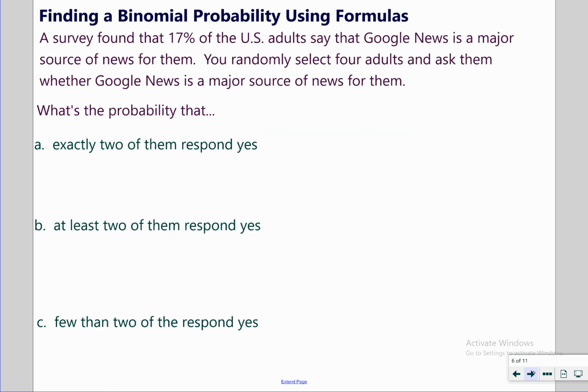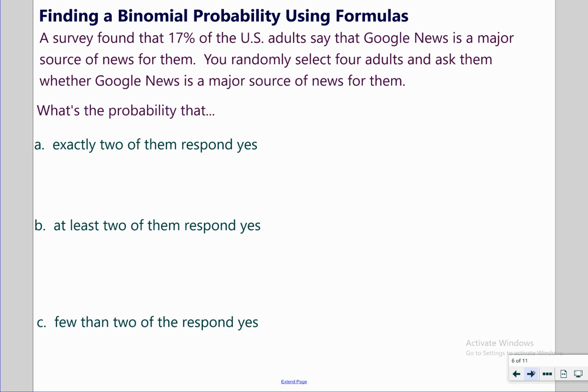All right, so let's look at this one now. I think this one's on your paper. This one on your paper? Yeah, okay. A survey found that 70% of US adults say that Google News is a major source of news for them. You randomly select 4 adults and ask them whether Google News is a major source of news for them. What is the probability that exactly 2 of them respond yes, at least 2 of them respond yes, and fewer than 2 of them respond yes?